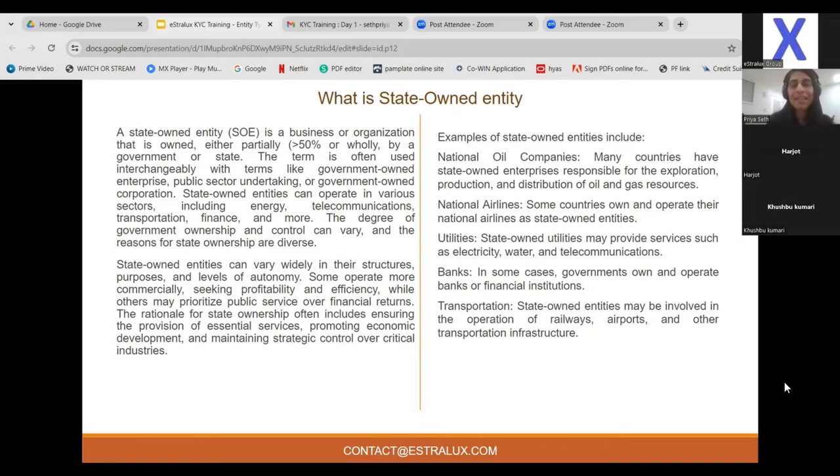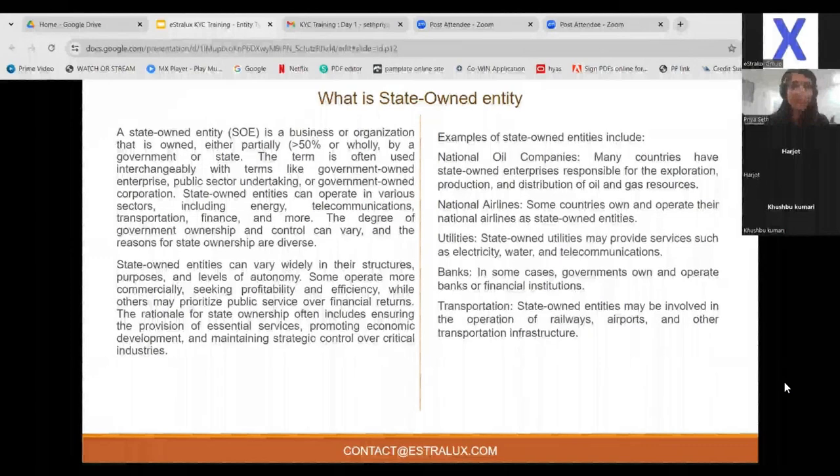Is that clear? That was the thing I used to get confused about when I initially started. How will I know whether it is a state-owned entity? Because I always check who owns it, and if it is owned by the government more than 50%, it's a state-owned entity. So that is one thing you should remember.